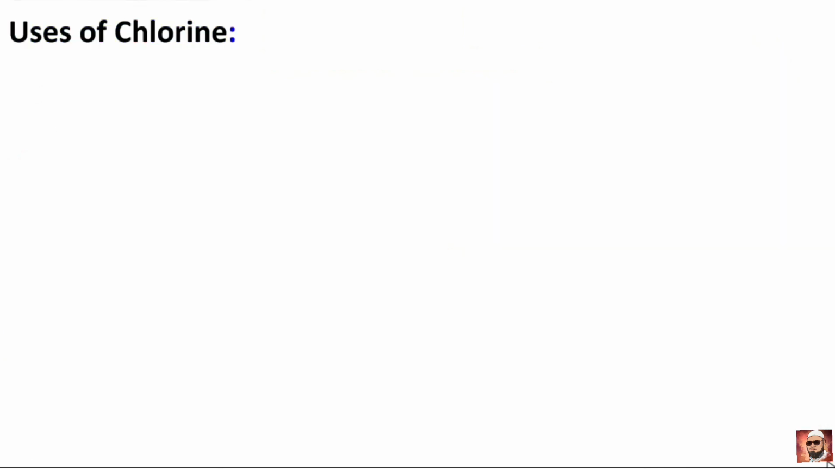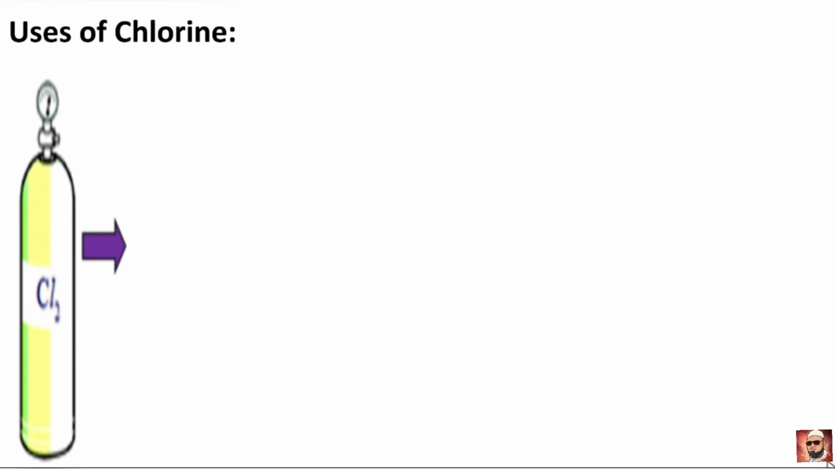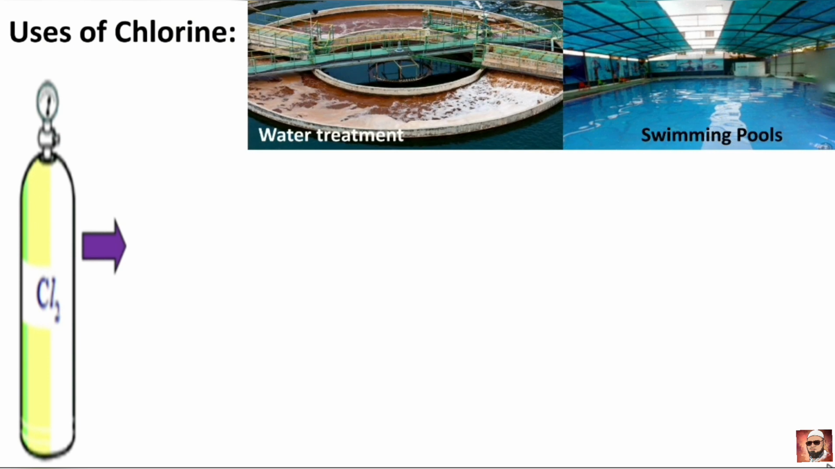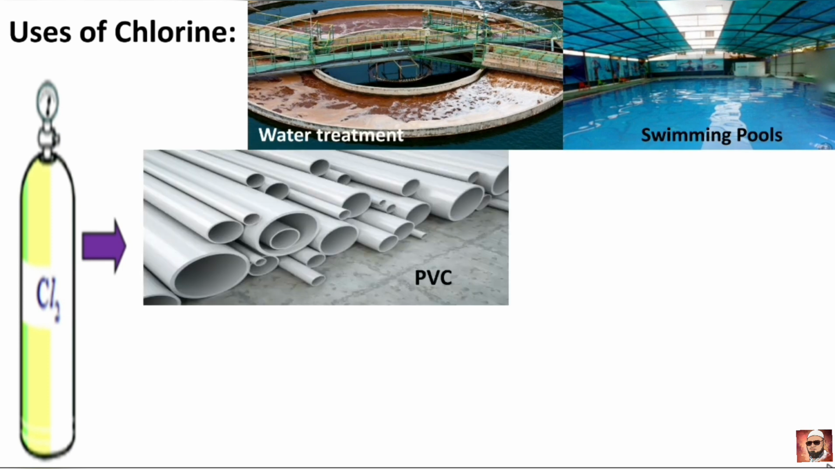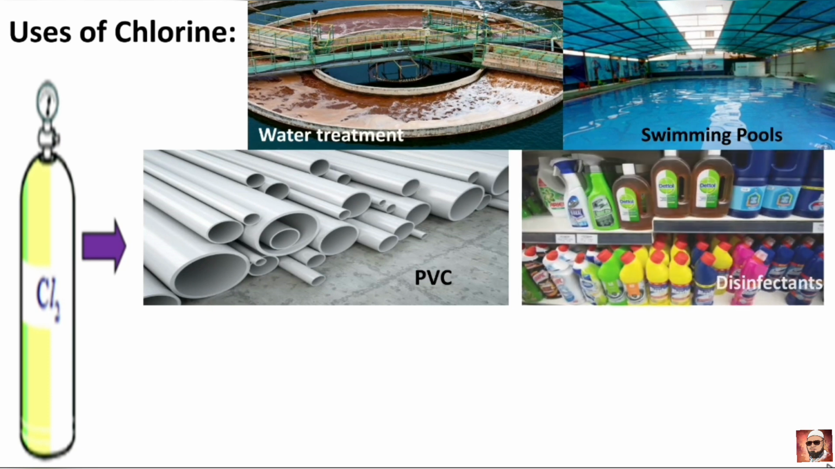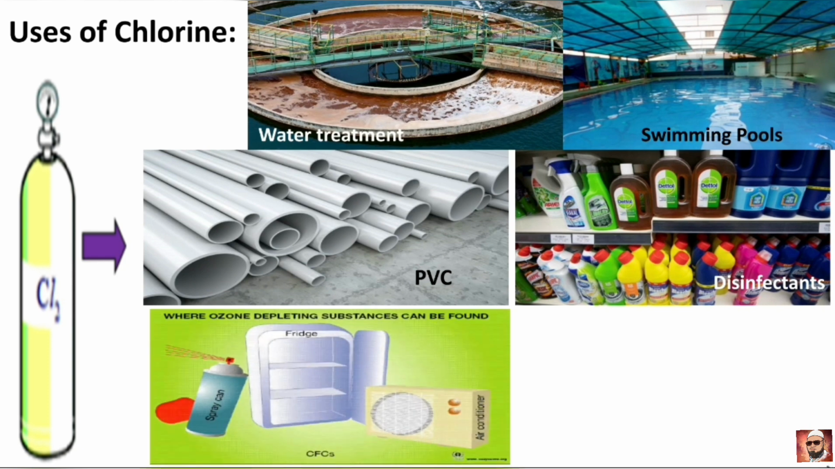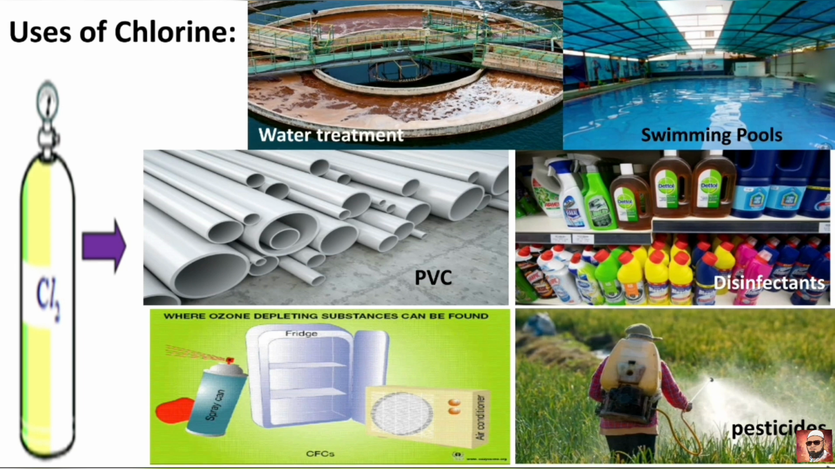Uses of chlorine. It is used in water treatment. It is used in swimming pools. It is used in manufacturing of PVC, polyvinyl chloride. It is used as a disinfectant. It is used in chlorofluorocarbons, CFC, and it is also used in pesticides.